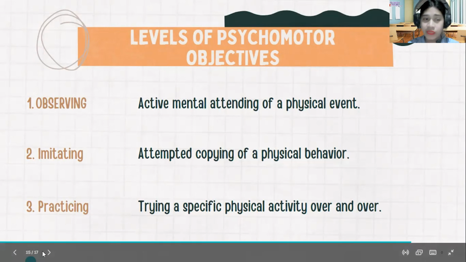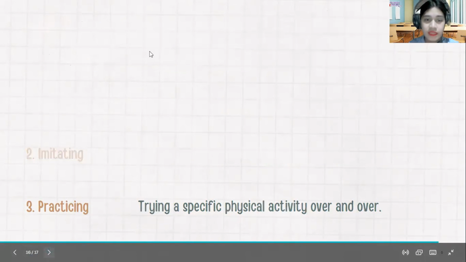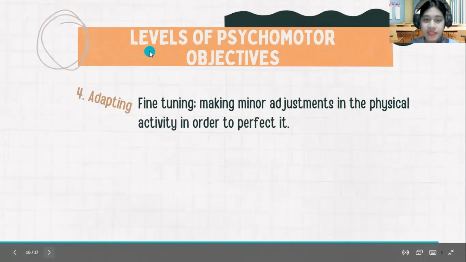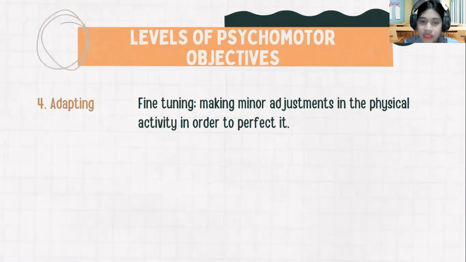And the fourth level of psychomotor objectives is adapting. It defines fine-tuning, making minor adjustments in the physical activity in order to perfect it. An example of this is perfection of the skill. Minor adjustments are made that influence the total performance. Coaching is often very valuable here. So this is how a good player becomes a better player.